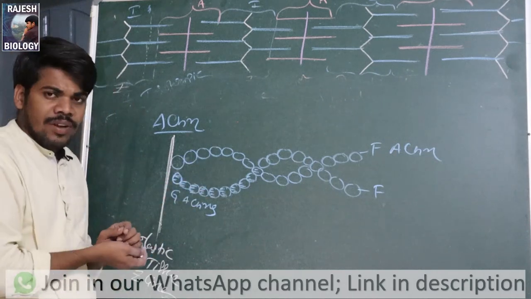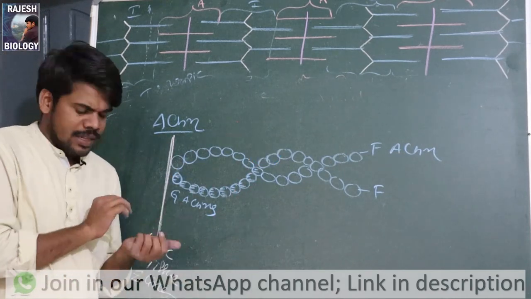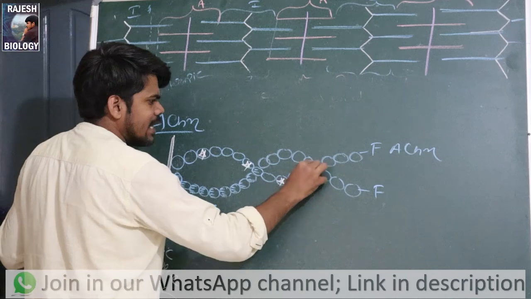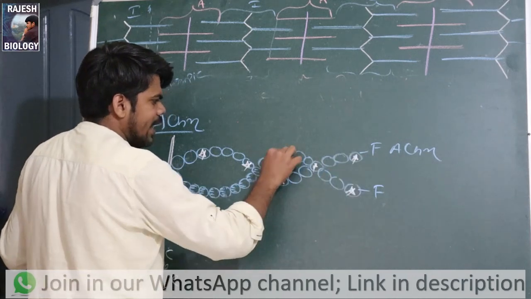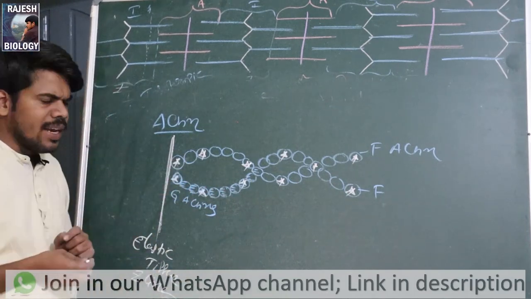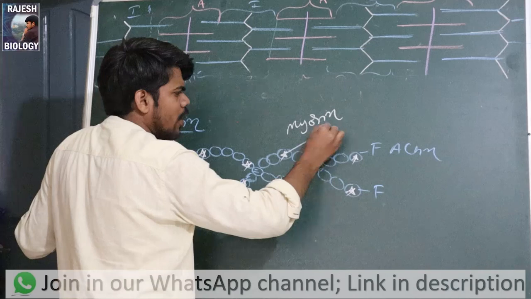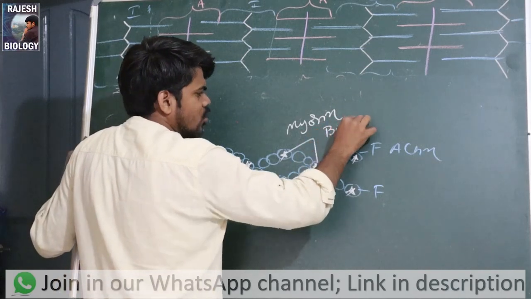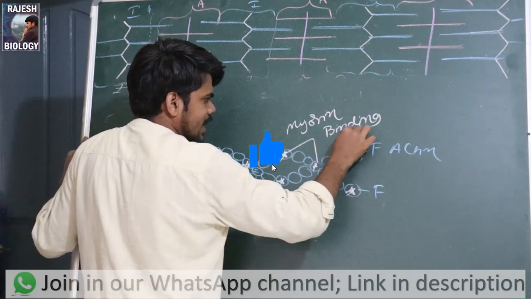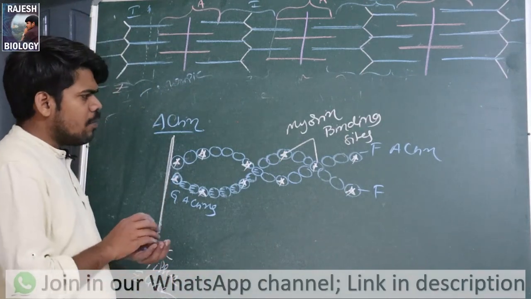Leave that aside, we will discuss actinin further. So these are the actins. Actin is not as simple as this. It has some binding sites on it. These are myosin binding sites. Why are they called myosin binding sites? Because they are going to bind with the myosin. The myosin binds with the actin with the help of these sites. So they are meant for the myosin.